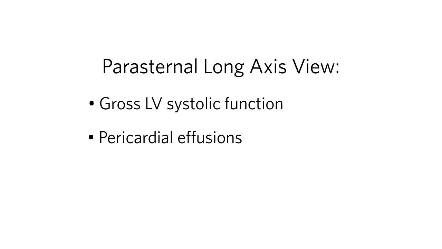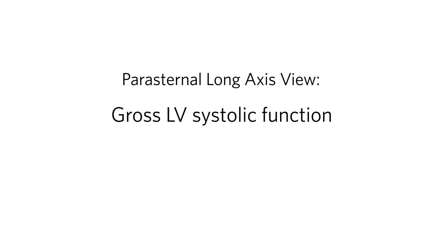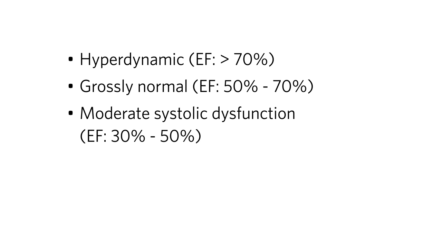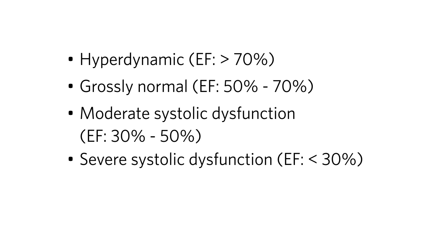The parasternal long-axis view can be used to assess gross LV systolic function, pericardial effusions, and chamber sizes. When assessing for gross LV function, categorize the LV function into hyperdynamic, grossly normal, moderate systolic dysfunction, and severe systolic dysfunction. Estimating systolic function is subjective and requires some experience. However, with practice, you will be able to quickly obtain a gross estimate of cardiac contractility.